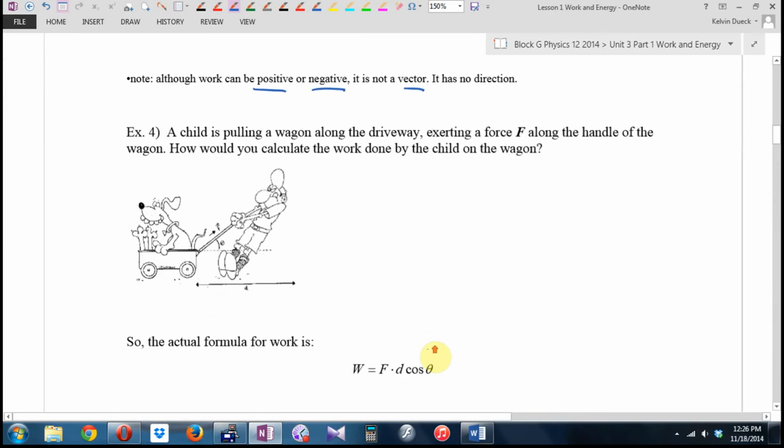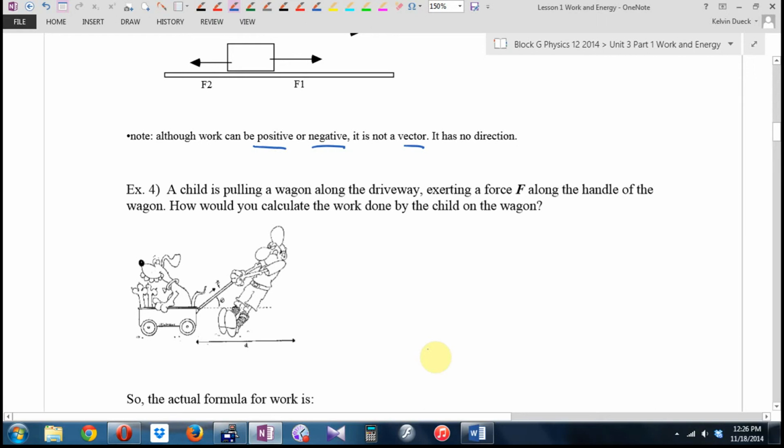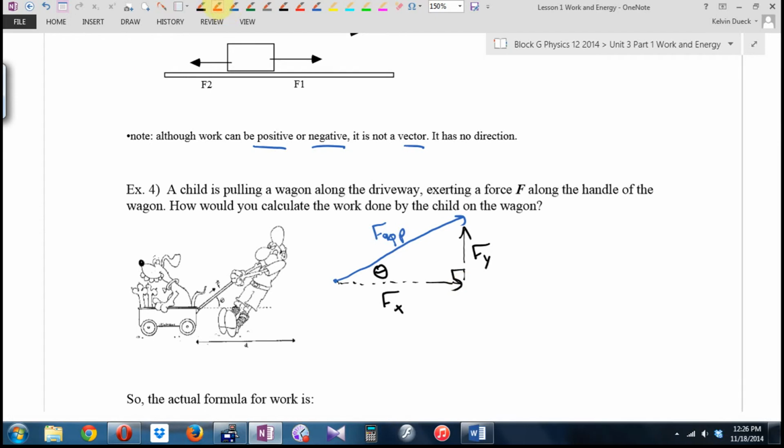Example 4. A child is pulling a wagon along the driveway, exerting a force F along the handle at an angle. How would you calculate the work done by the child on the wagon? Did I say angle? What might you think then? Components. In fact, what we would do is we would say, okay, here's the applied force, which can be broken up into Fx and Fy. There's angle theta. Which trig function could I use to find Fx?